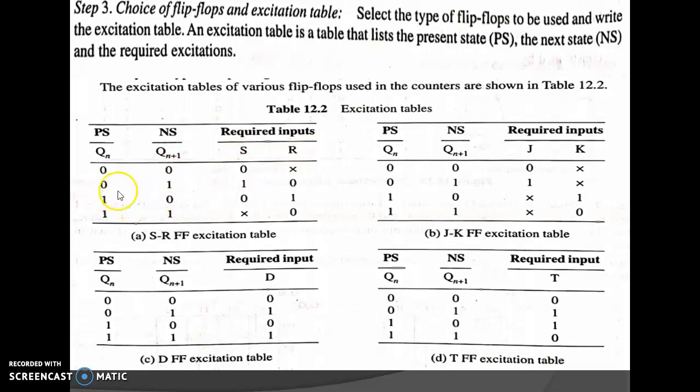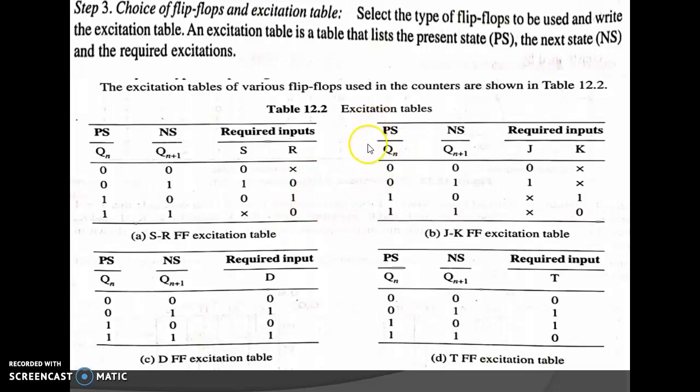Present state value 0, next state value 1, this time S value 1, R value 0. Present state value 1, next state value 0, this time S value 0, R value 1. Present state value 1, next state value also 1, this time S value cross, R value 0. Here cross means don't care.